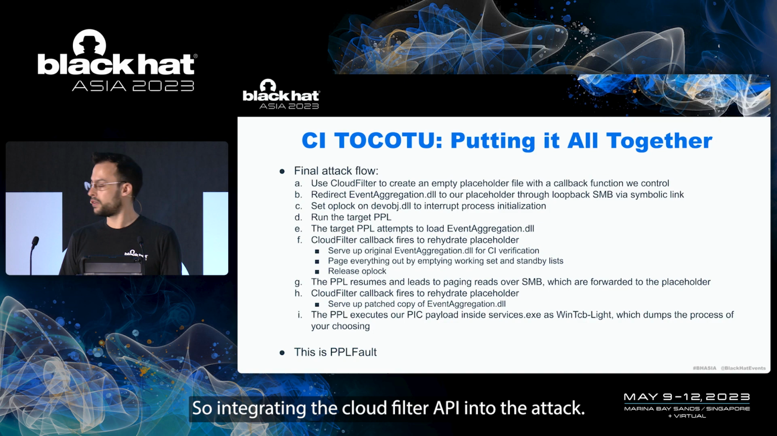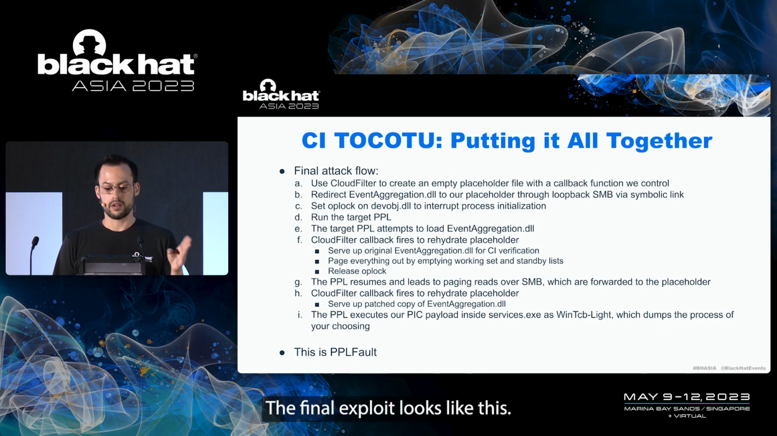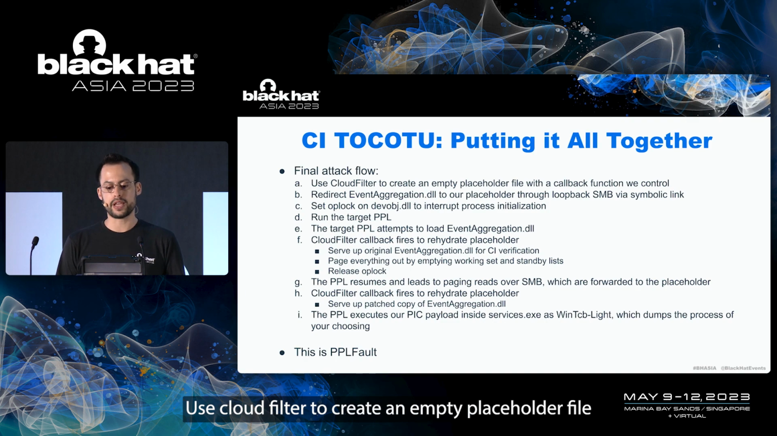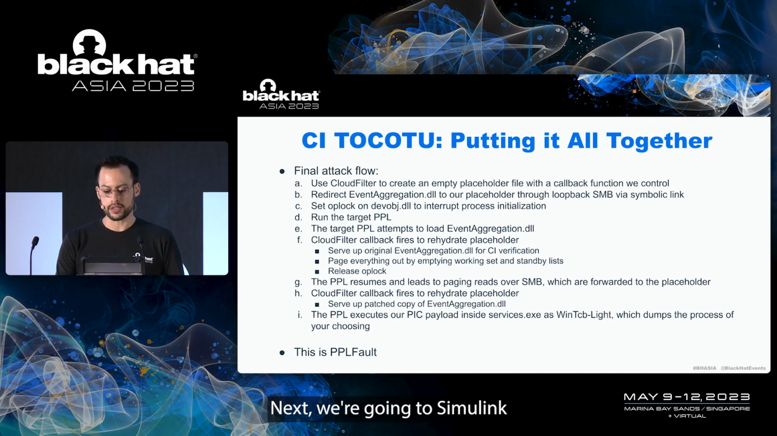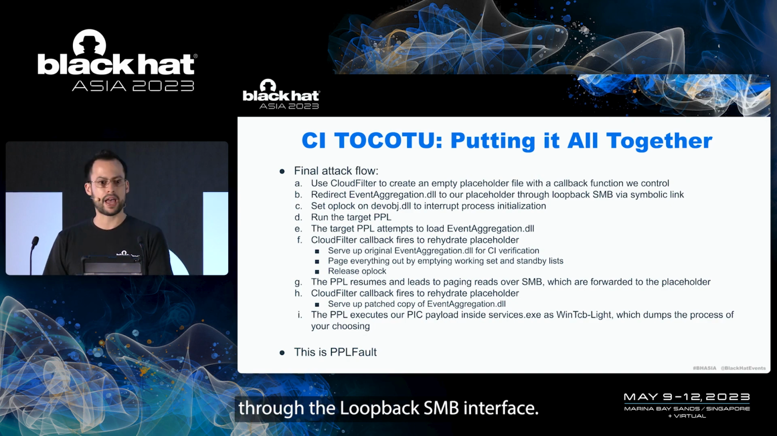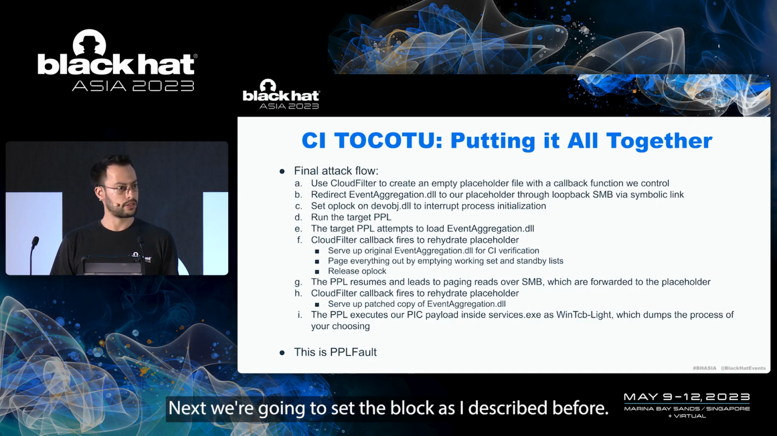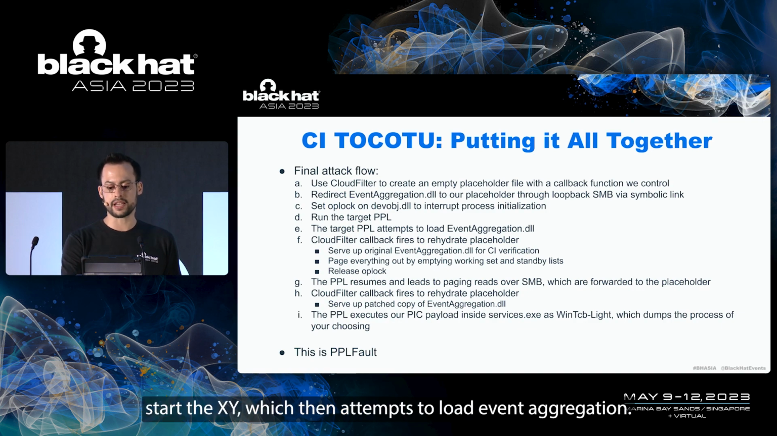So integrating the Cloud Filter API into the attack, the final exploit looks like this. Number one, use Cloud Filter to create an empty placeholder file with a callback function that we control. Next, we're going to symlink event aggregation to the placeholder file through the loopback SMB interface. Next, we're going to set the op lock as I described before. Next, we are going to run services.exe, which then attempts to load event aggregation.